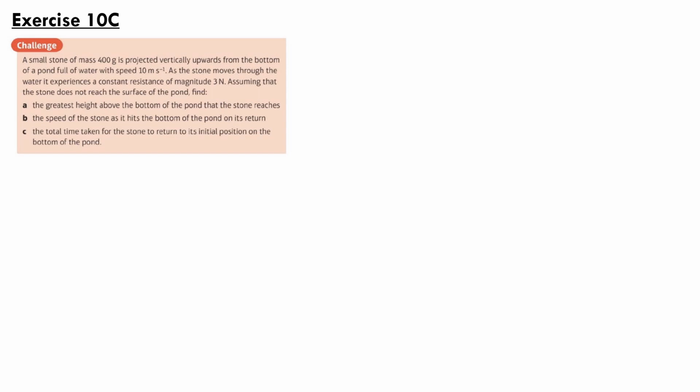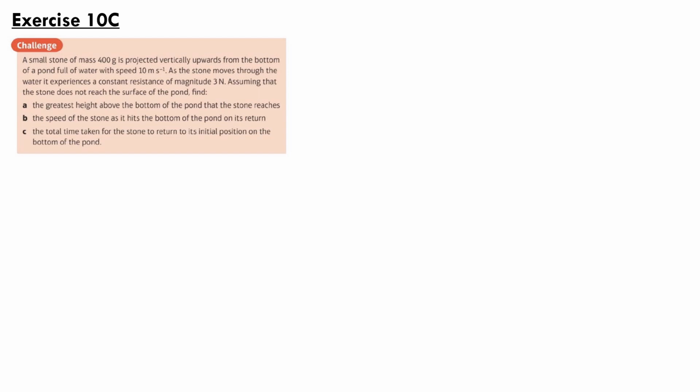Okay, our next question is from exercise 10C. A small stone of mass 400 grams is projected vertically upwards from the bottom of a pond full of water with speed 10 meters per second. As the stone moves through the water, it experiences a constant resistance of magnitude 3 newtons. Assuming that the stone does not reach the surface of the pond, find for part A the greatest height above the bottom of the pond that the stone reaches.